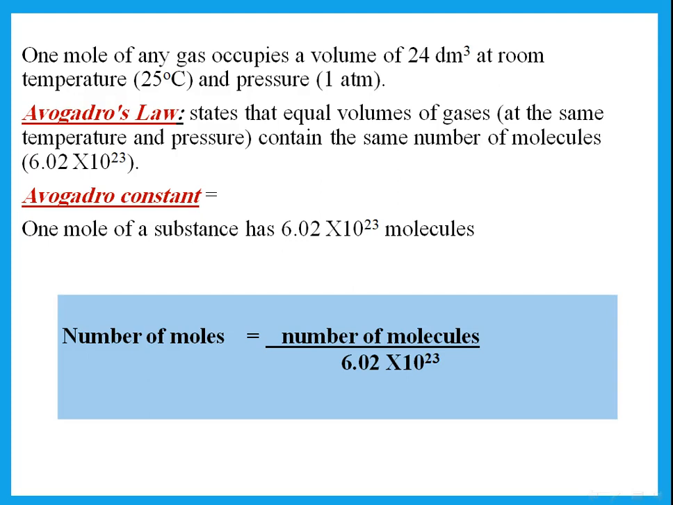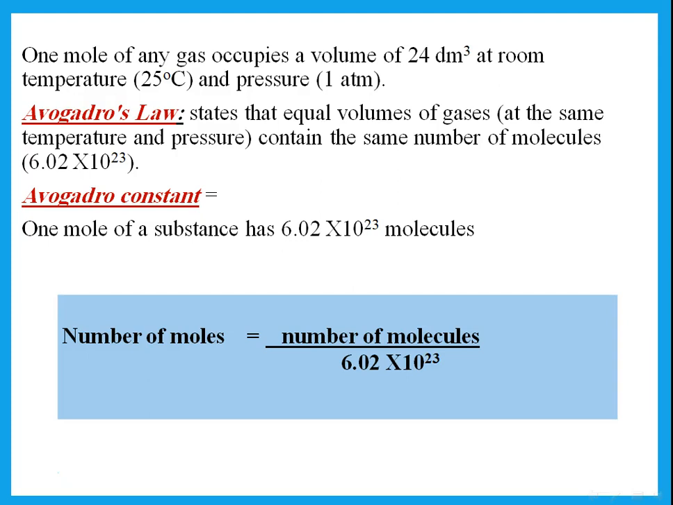So 1 mole of a substance contains 6.02 times 10 to the 23 molecules. Remember that a molecule is a very small substance. A molecule is made up of one atom or two atoms or something like that. So molecules are very, very small. So 1 mole of something will have a very huge number of molecules. Avogadro's constant decided that 1 mole of a substance has 6.02 times 10 to the 23 molecules.